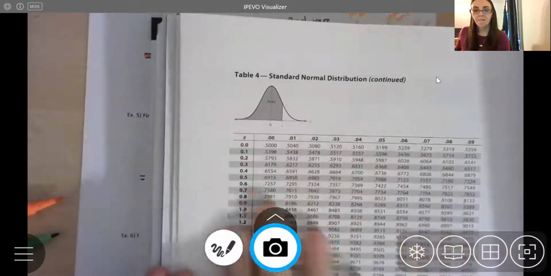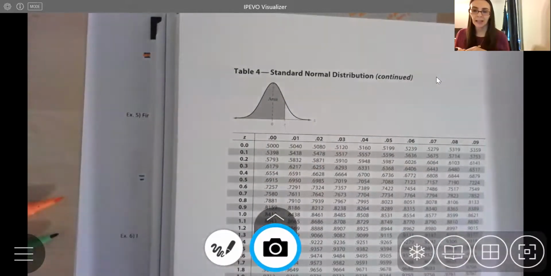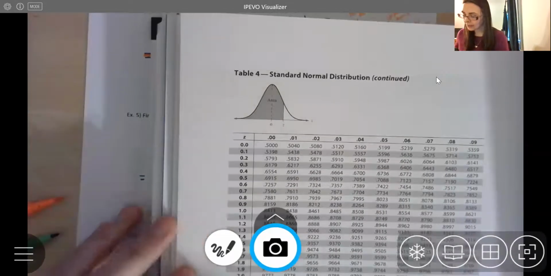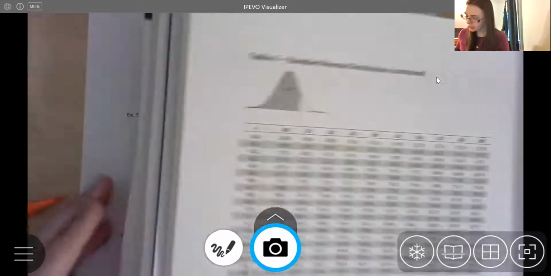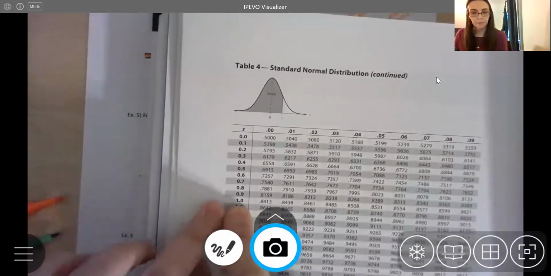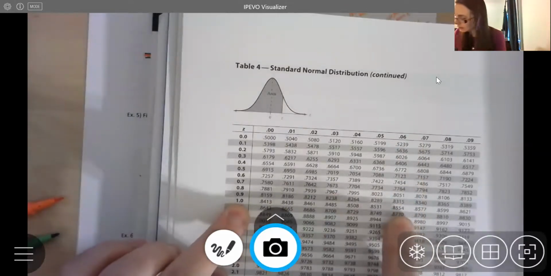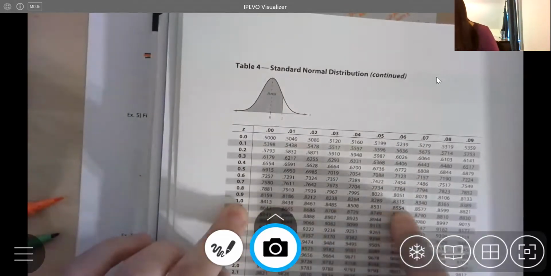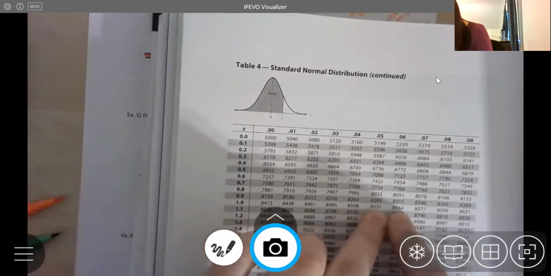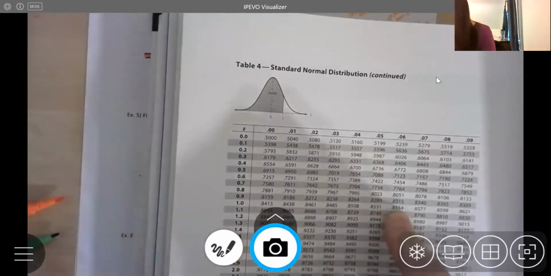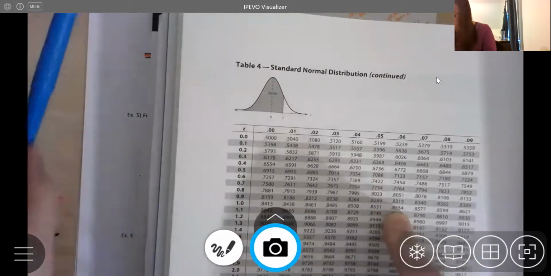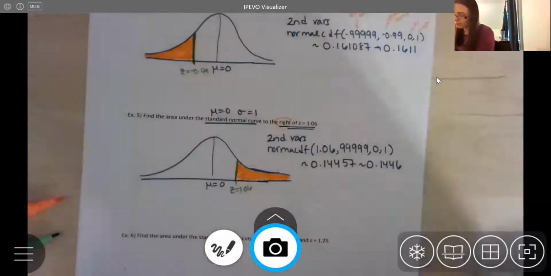So when I find that value, I need to remember that I'm not getting the answer I want here. I'm getting the area to the left. So I want, what is that, 1.06. All right, so I find 1.0, and then my 6 is over here, so I'm going to match those up. Let's see, what do I get? I get 0.8554. Okay, so I'm going to write this down, 0.8554.